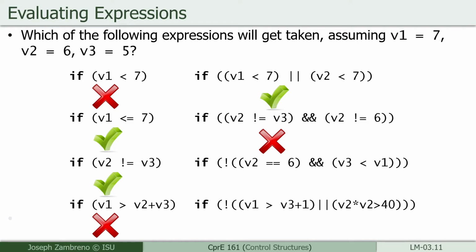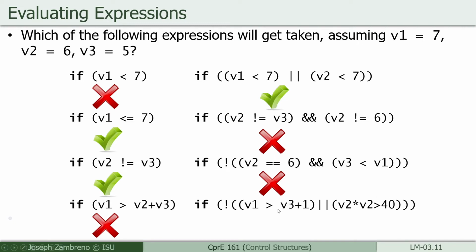Here's an example, not of the not equal operator, but of the inverse operator. This one's going to be a little bit harder to read out loud, but we'll do it slowly. If v2 equals 6 and v3 is less than v1, if that's not true, then we take this if statement. So let's see here. v2 is in fact equal to 6, and v3 is less than v1, but we've got that invert here, that not operator. So that if statement does not get taken. Even though everything else inside the if statement was true, we were checking to see if it was false. So that does not get taken here.